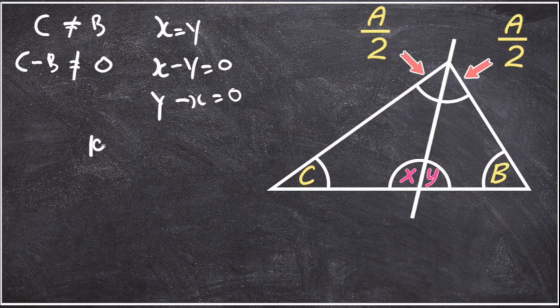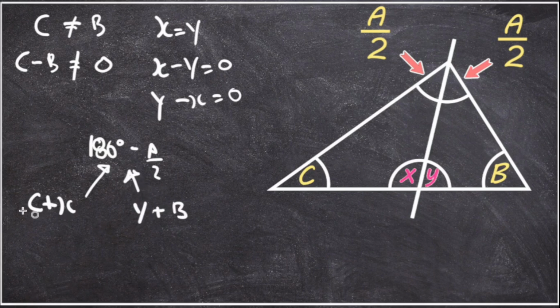That is 180 degrees minus A over 2. So C plus X must be 180 degrees minus A over 2, and Y plus B must be equal to 180 degrees minus A over 2. And that must mean that C plus X is equal to Y plus B.